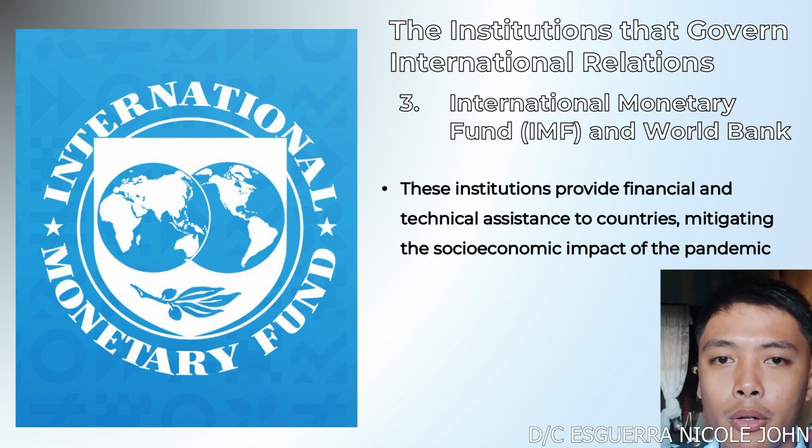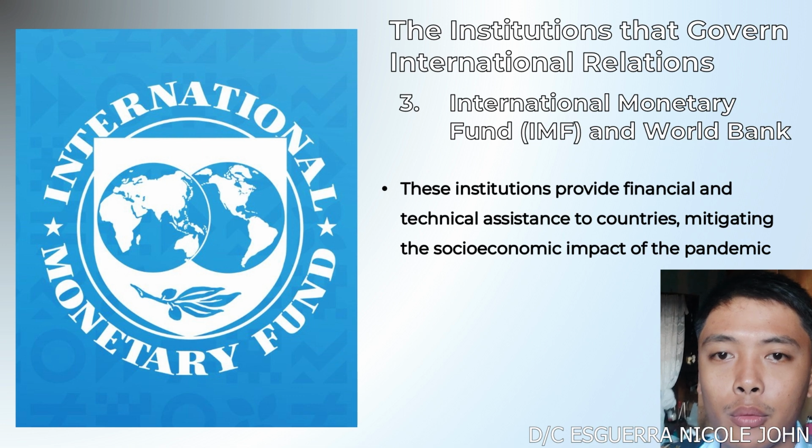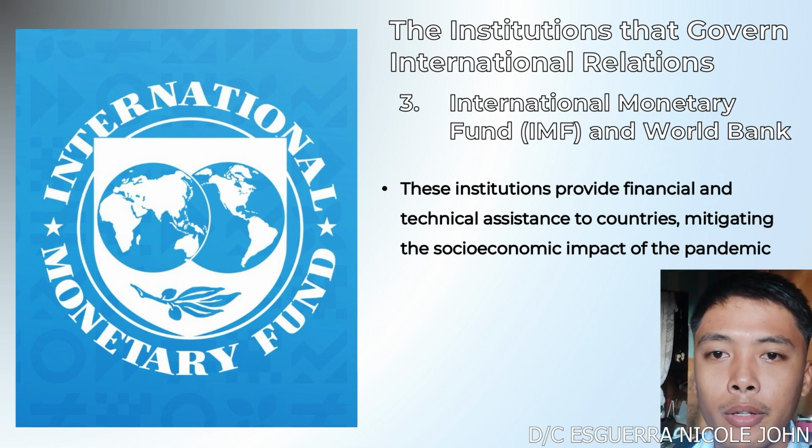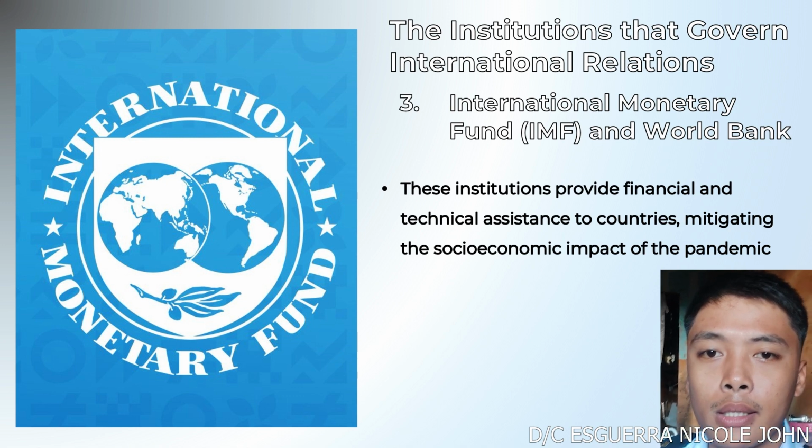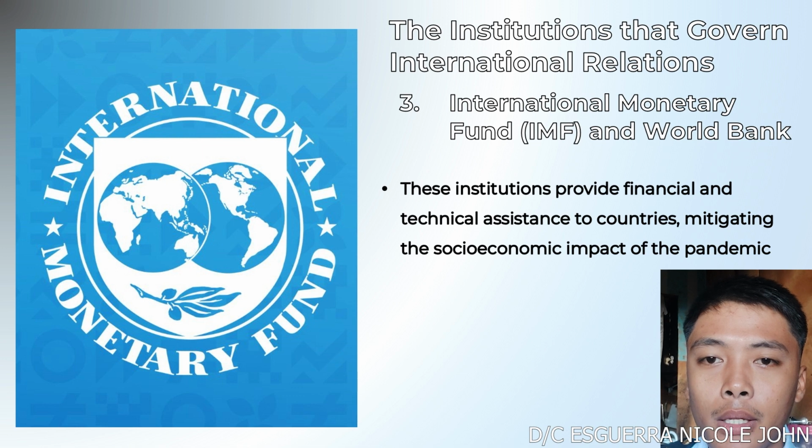So the last one is the International Monetary Fund and the World Bank. Amidst the economic repercussions of COVID-19, the IMF and World Bank have assumed significant roles in shaping international relations. These institutions provide financial and technical assistance to countries, mitigating the socioeconomic impact of the pandemic. However, their conditionalities, lending mechanics, and potential power imbalance have generated debates regarding their efficiency and impact on national sovereignty.